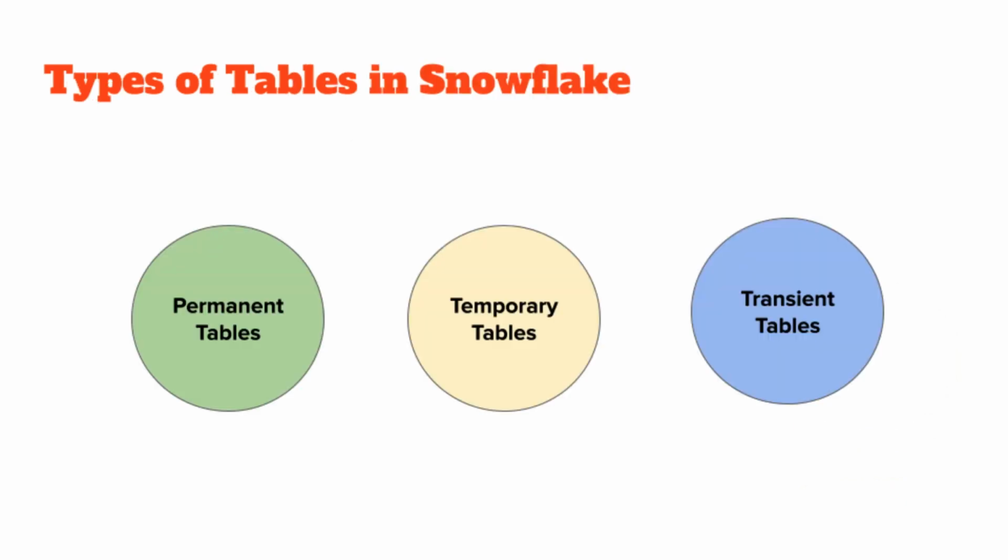Snowflake offers support for 3 distinct types of internal tables. These include permanent tables, which serve as the default table type, temporary tables, and transient tables. These table types vary in terms of their availability, time travel retention duration, and fail-safe period.